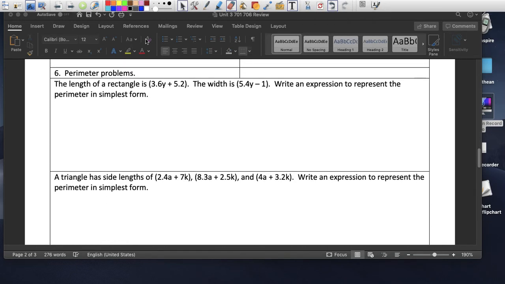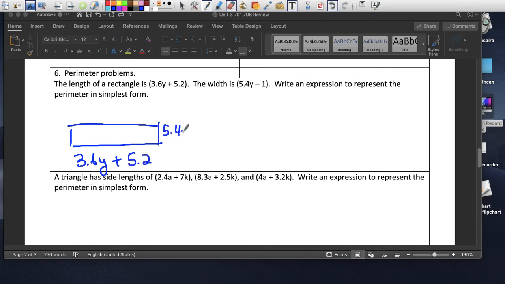Here's some perimeter problems. We have a triangle. So I'm going to actually have a rectangle. It's always nice if you draw it out. The length is 3.6y plus 5.2. And the width is 5.4y minus 1. We want to find the perimeter. So to find the perimeter, we know that this side is also 3.6y plus 5.2. And this side is also 5.4y minus 1. So we have all our sides.